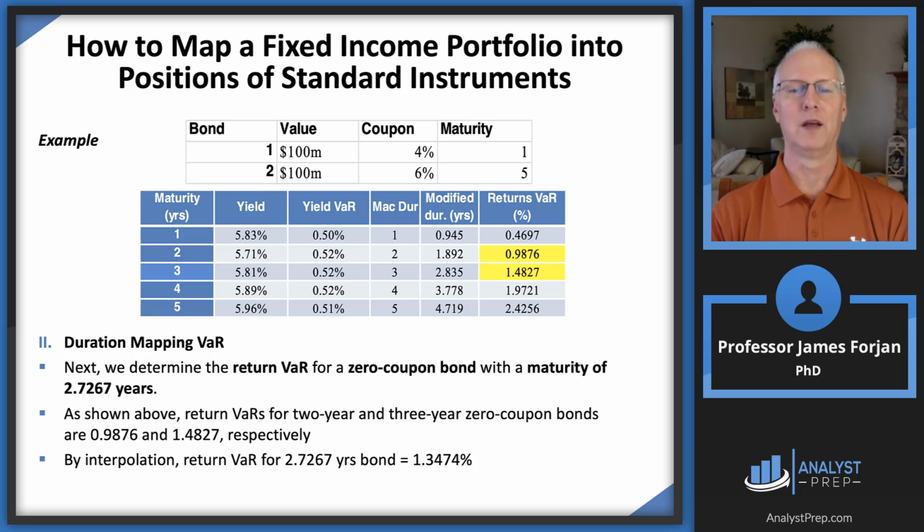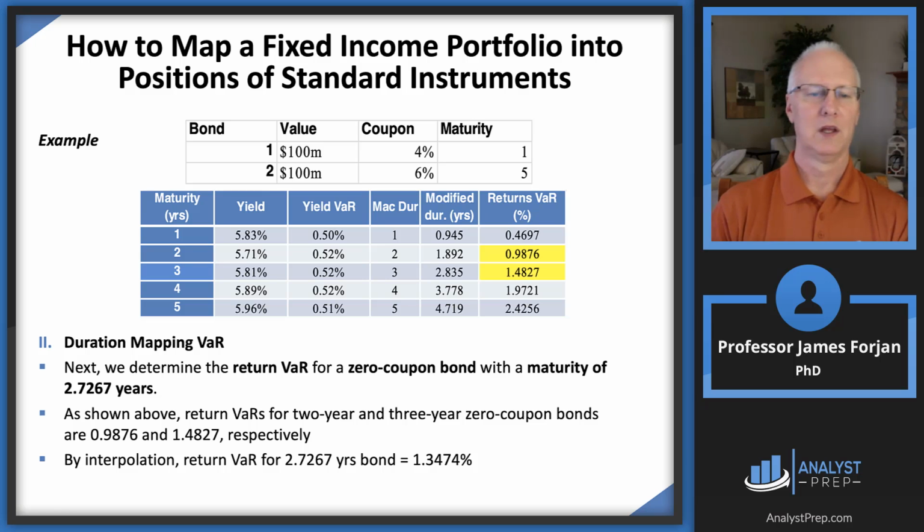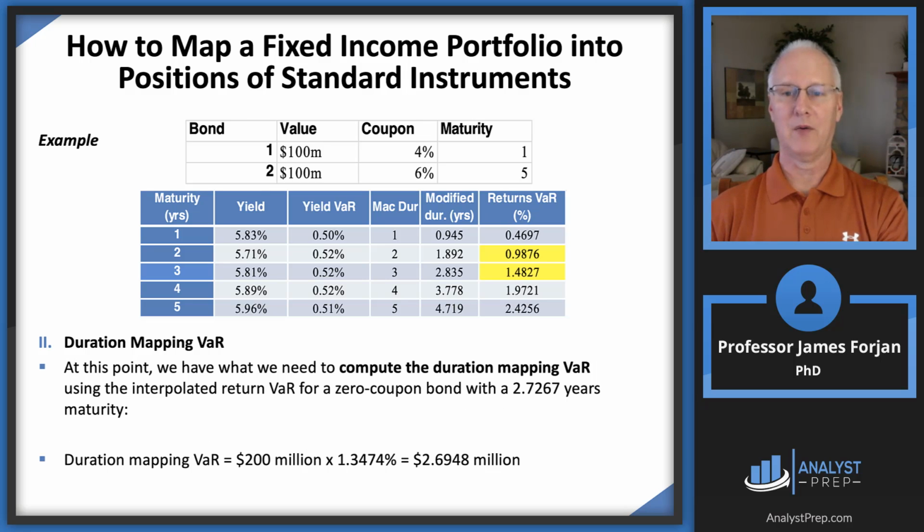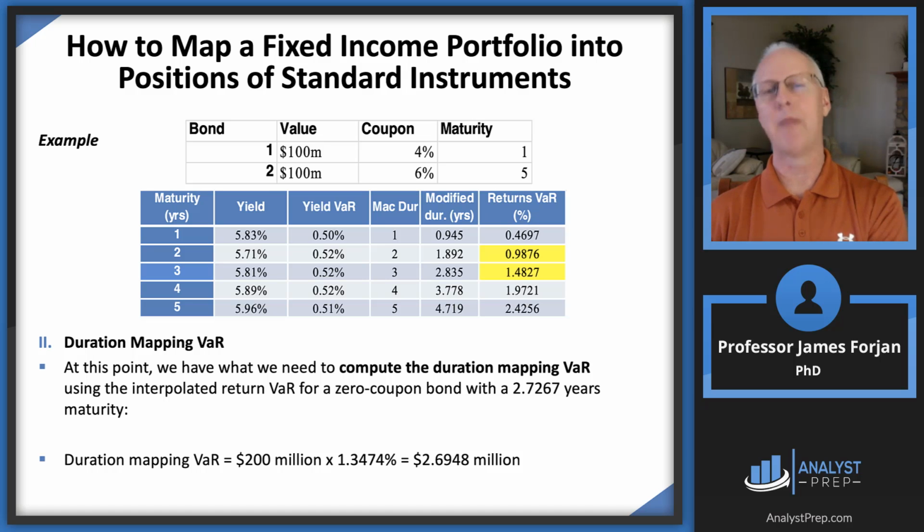Why don't you just do it this way? So what do we know? We know that we have between 2 and 3, right? We have those risk factors, 98 and the 148. And so between 2 and 3, 2.72 is really close to 3, right? How close is it? Well, it's 27 out of 30, it's 90% really. So just take 90% of the 148 and you get, well, there it is at the bottom, 1.3474. So multiply that 1.3474% times the 200 million, we get the duration mapping value at risk of about 2.7 million.